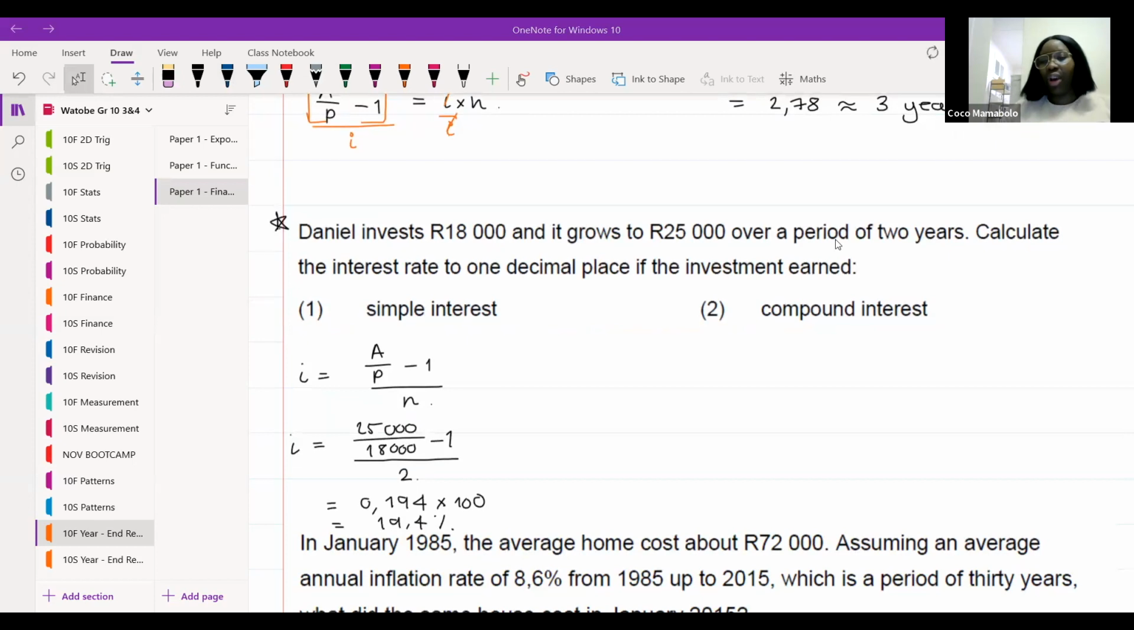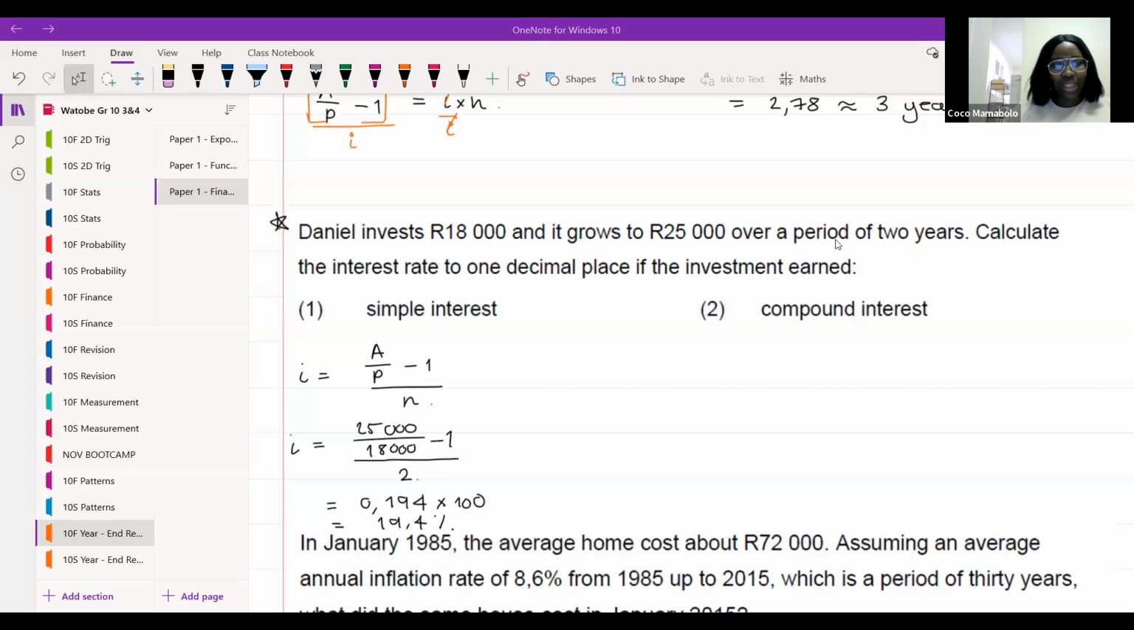I don't know how you guys got 0,195. Let me see. 25,000 divided by 18,000 equals, I get 1,3888888, minus 1 equals 0,38888. Divide that by 2, and you would get 0,1944444. I don't know how we're getting 19,5, guys.